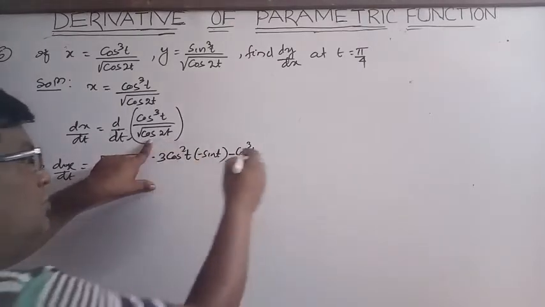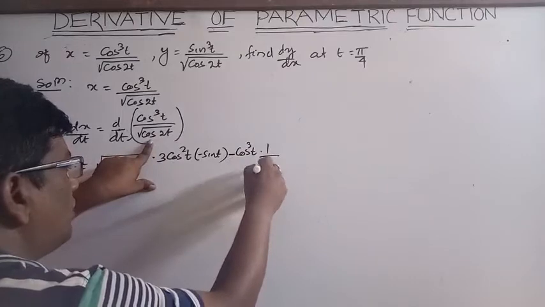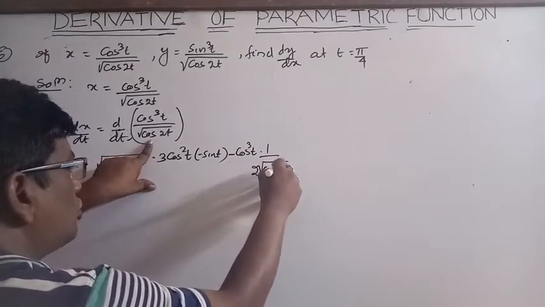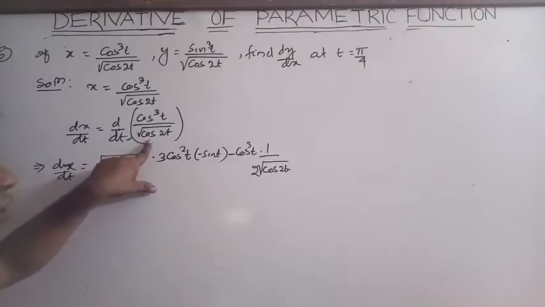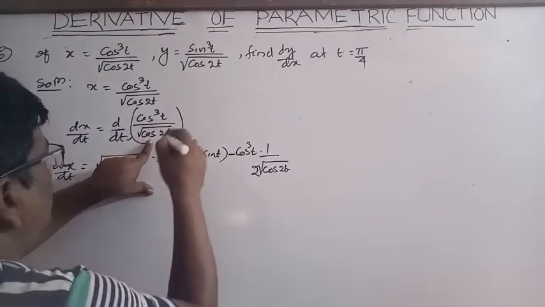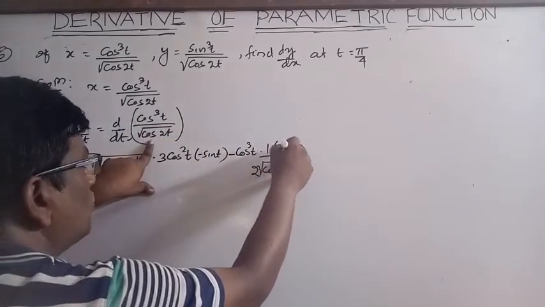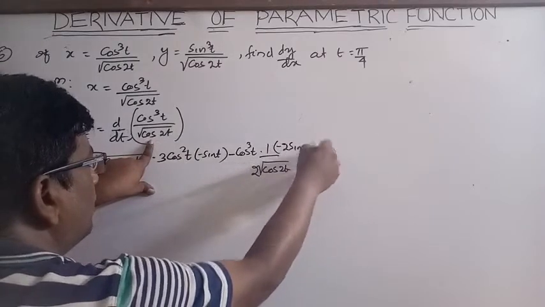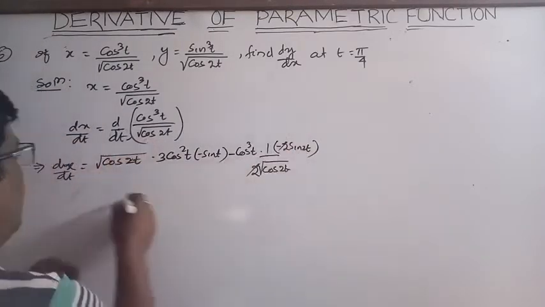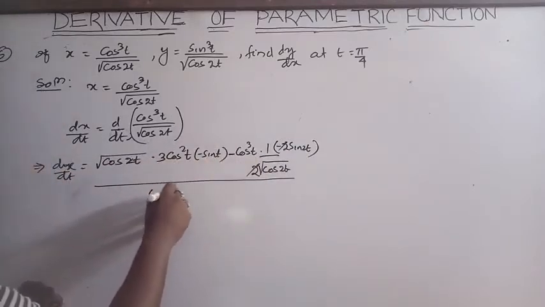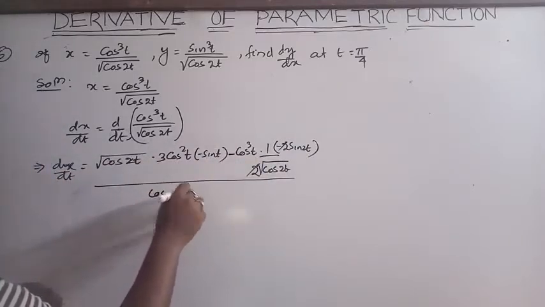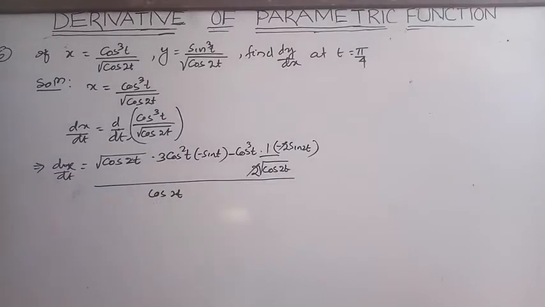The derivative of root x is the formula 1 by 2 root x. So apply 2 into cos 2t, again the derivative of the inside value. The derivative of cos 2t means minus 2 sin 2t. Clear? The 2s cancel, and this is divided by the whole square of root over cos 2t, that is cos 2t.